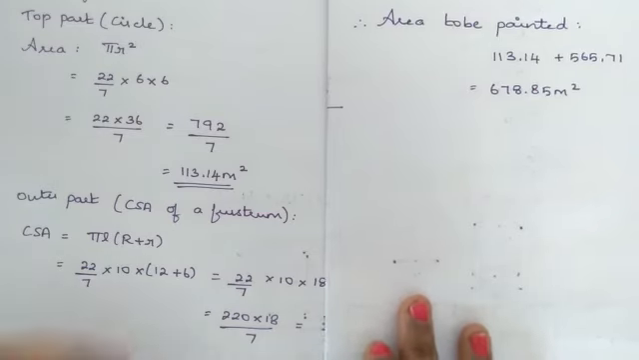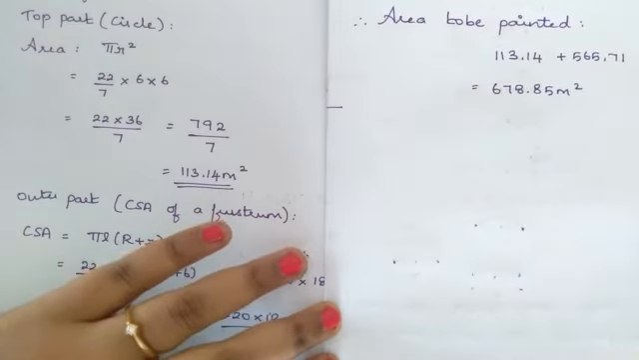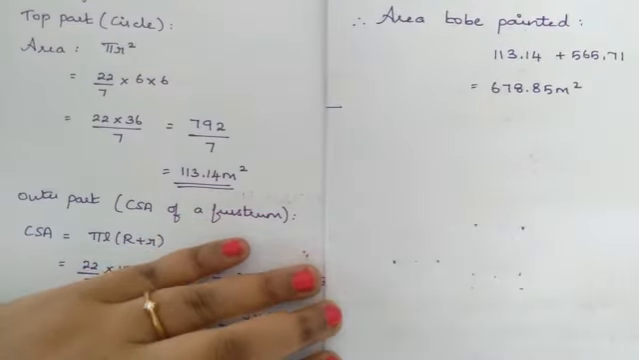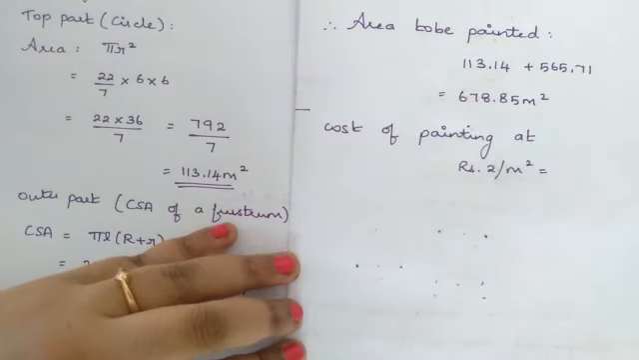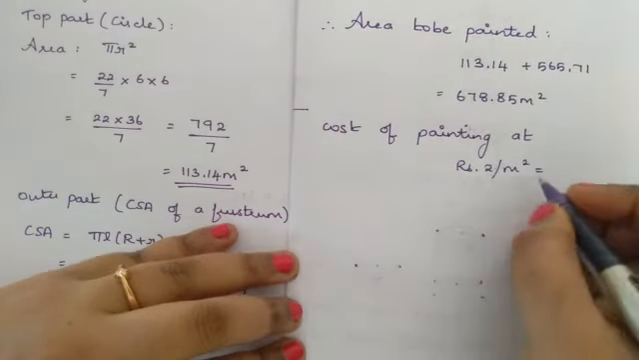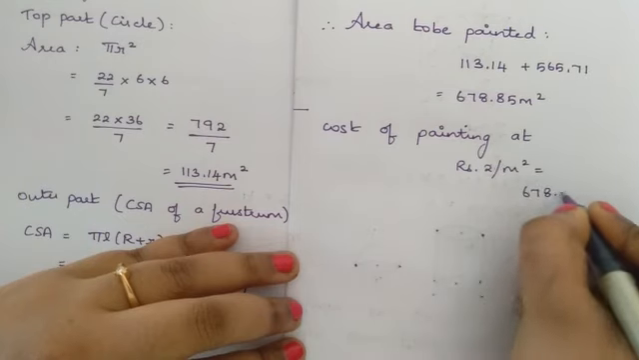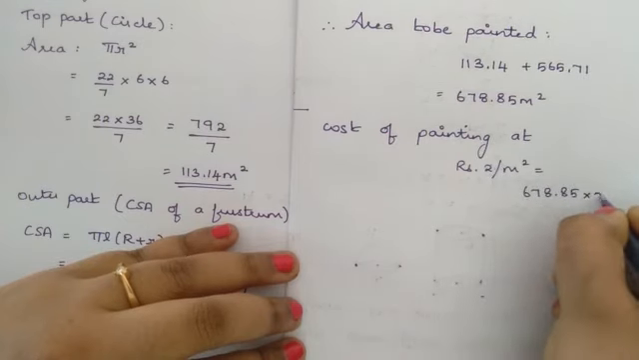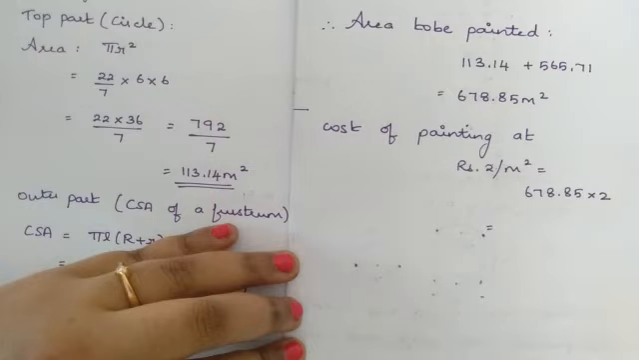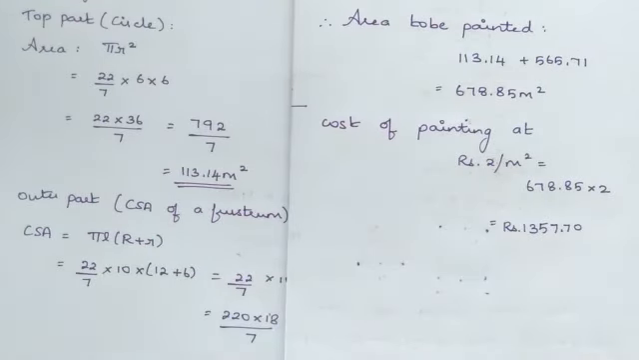Now the cost of painting 1 meter square is rupees 2. So the cost of painting at rupees 2 per meter square will be 678.85 into 2. That will be rupees 1357 and 70 paise. That's it.